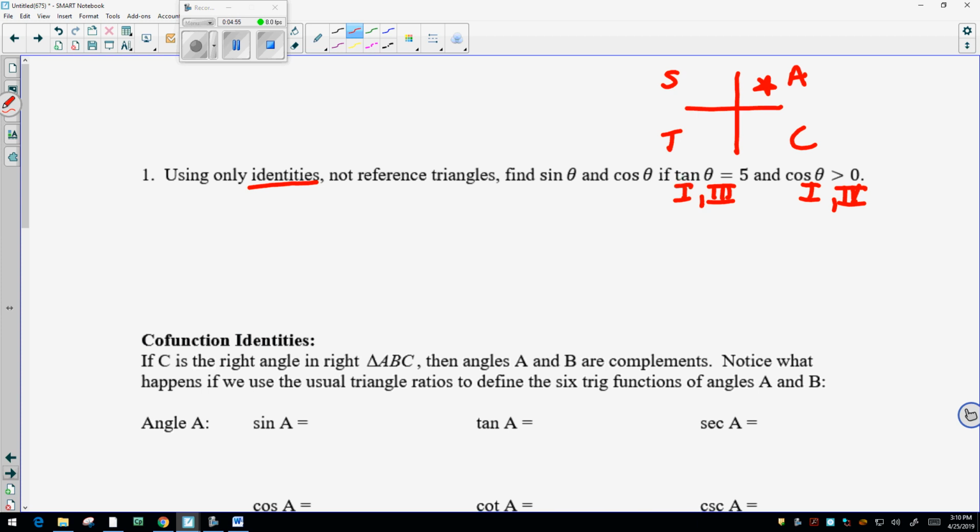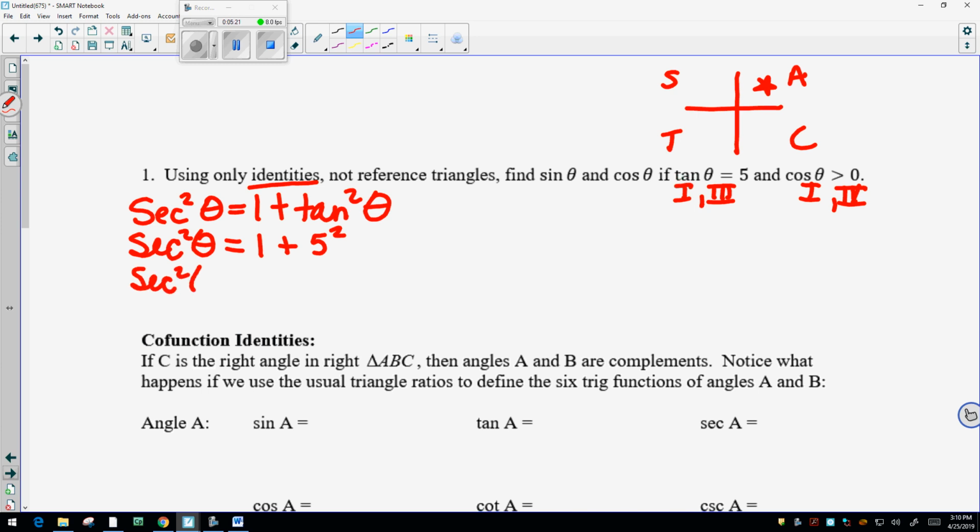Now we also have tangent. So I have to think of the Pythagorean identity that goes with that. That's our secant one. So we have secant squared theta is equal to 1 plus tangent squared theta. And we're going to substitute that in. So I have secant squared theta is equal to 1 plus, well, if I know tangent is 5, I would have 5 squared. Okay, so simplifying, 5 squared is 25, plus 1, I get 26. And I just want to find secant, meaning I have to square root it. So now I have secant of theta is equal to, so now it could be either positive or negative square root of 26.